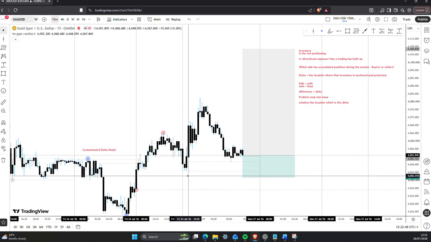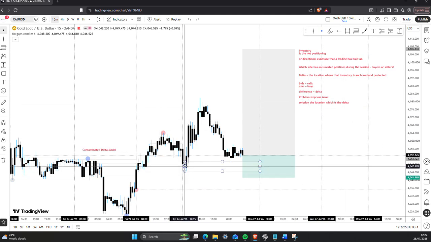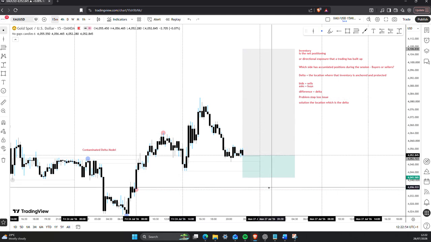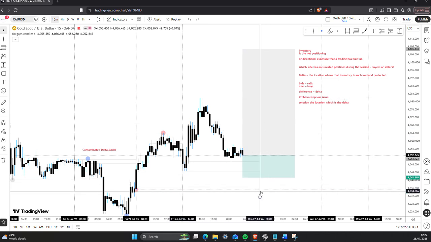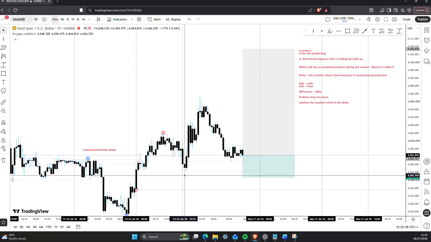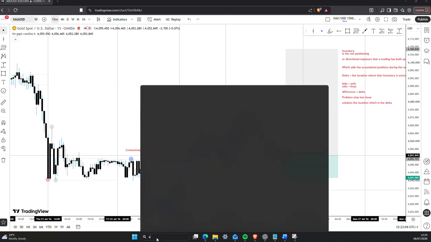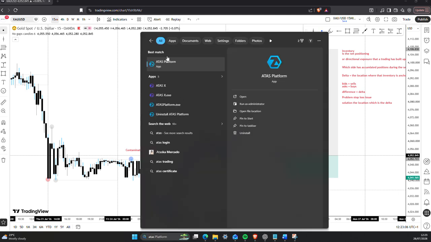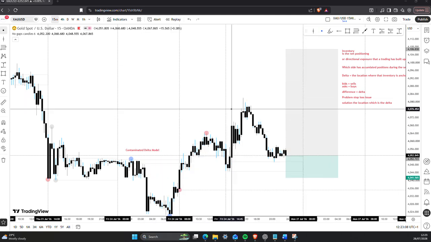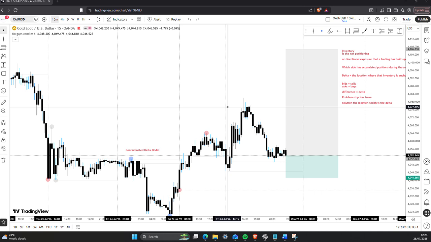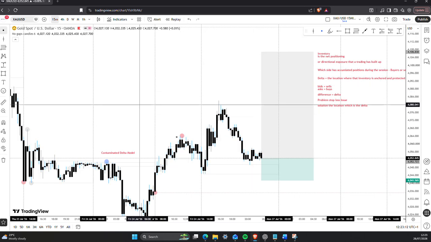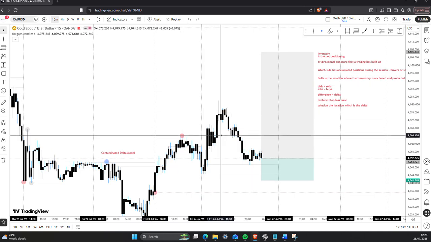So what I've done, as you can see, is I've marked out New York's delta with this rectangle tool across the grid. NY's delta from 1400 up until 12 o'clock. That's NY's delta, 215. And I am using the footprint charts. I am using ATAS to map out the delta candle. And I cover all of this in my Discord handle, so feel free to have a look.